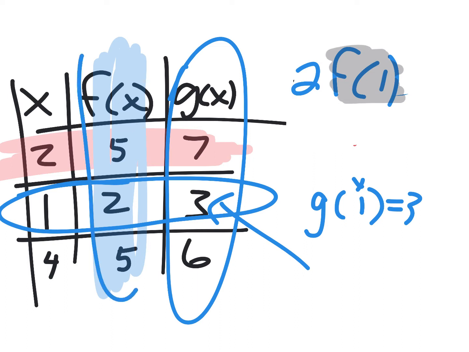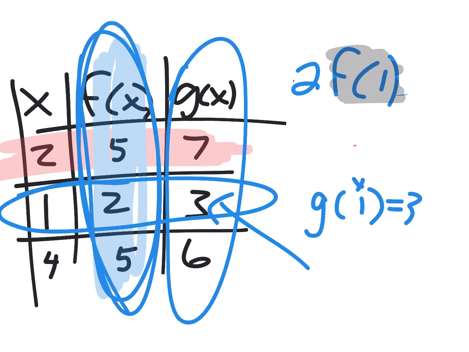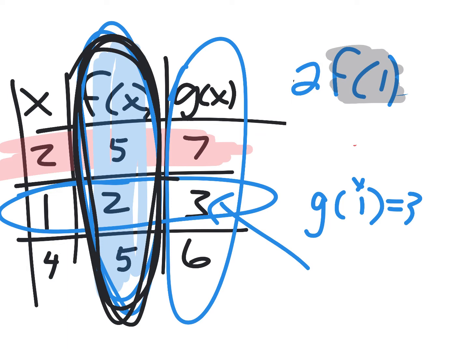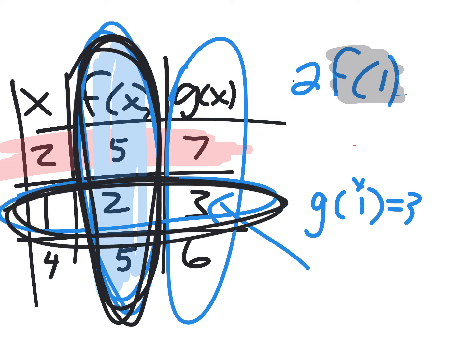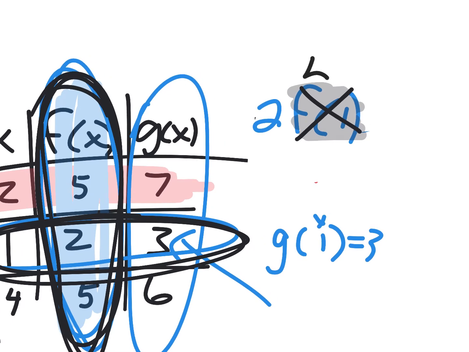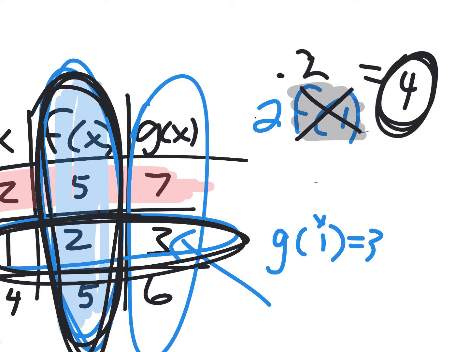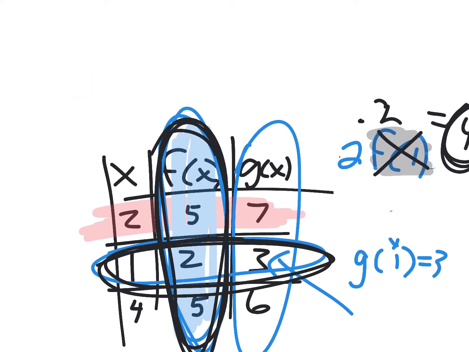Here's f. I'll use different colors this time. I'll use black. Here's f. And here's 1. And you see where they overlap? The answer is 2. That part right there, f of 1, is 2. Then what do I do with the 2 on the outside? 2 times 2. The answer is 4. It's just twice as big as it would have been because I had a 2 out in front. All right, one last one.